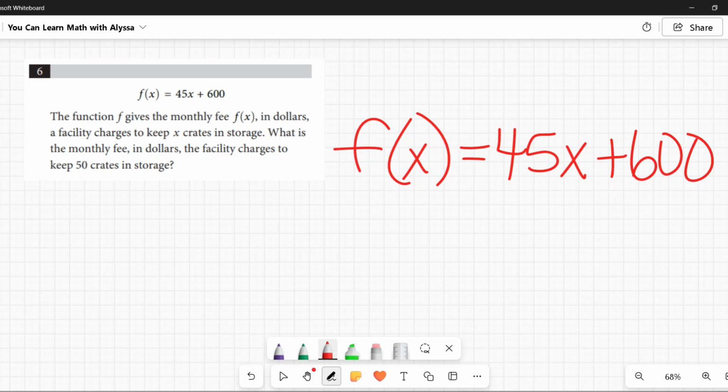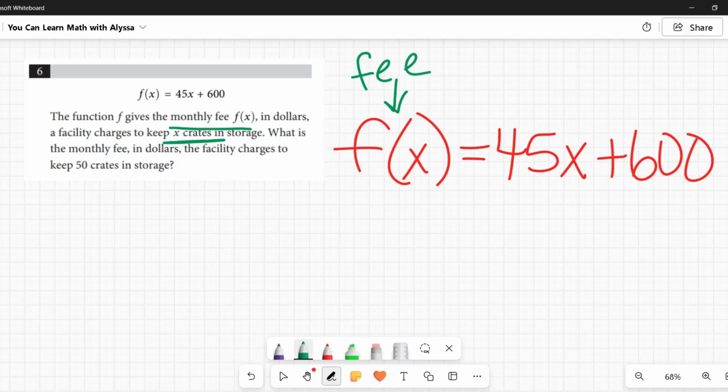It's telling us what all of these bits mean. It tells us that the monthly fee is f of x, and it says crates is x. This is the number of crates.